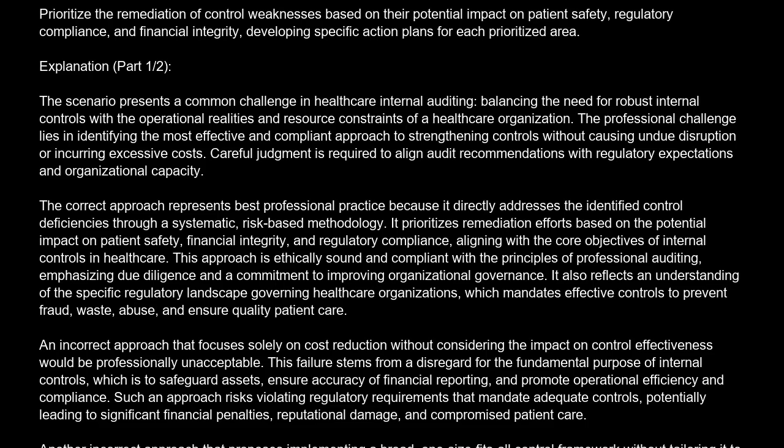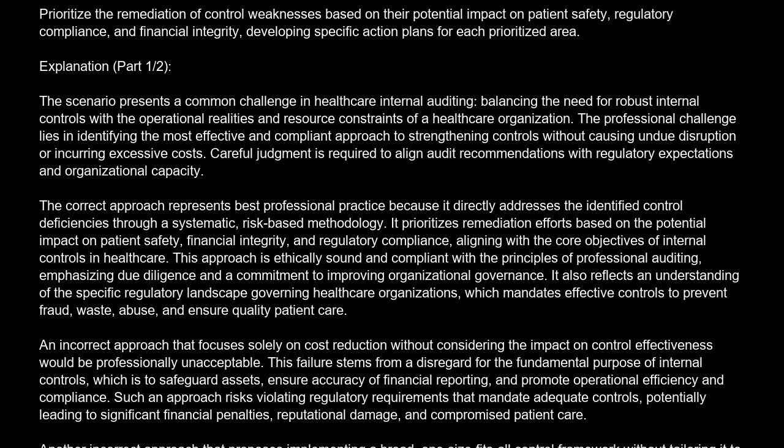The correct answer is B. Prioritize the remediation of control weaknesses based on their potential impact on patient safety, regulatory compliance, and financial integrity, developing specific action plans for each prioritized area.